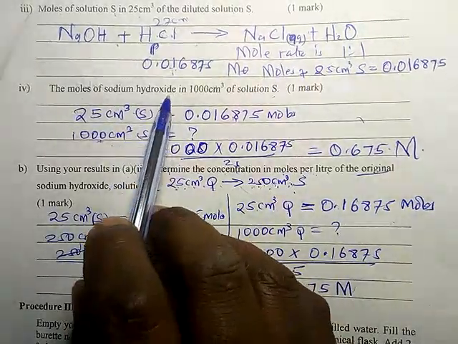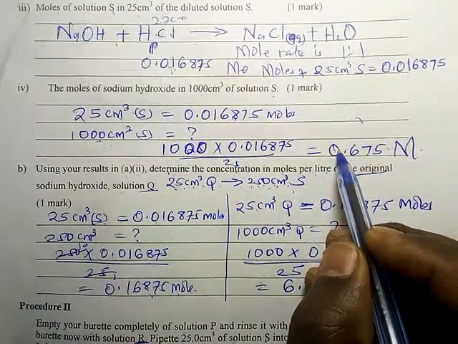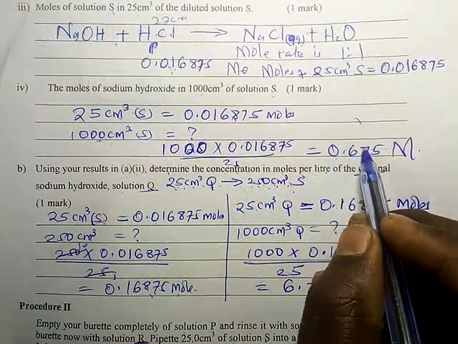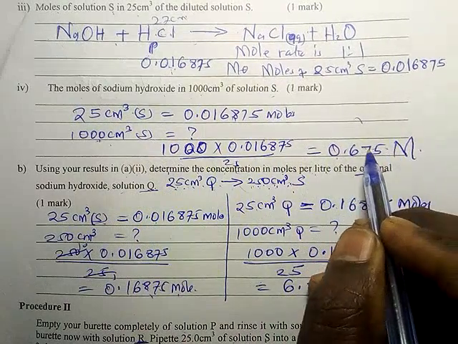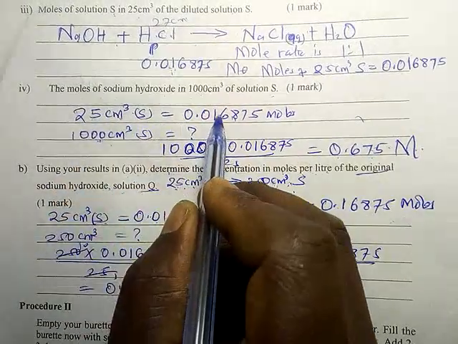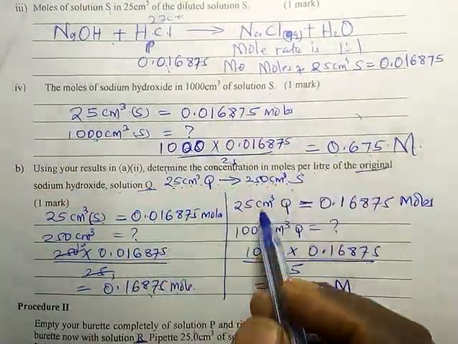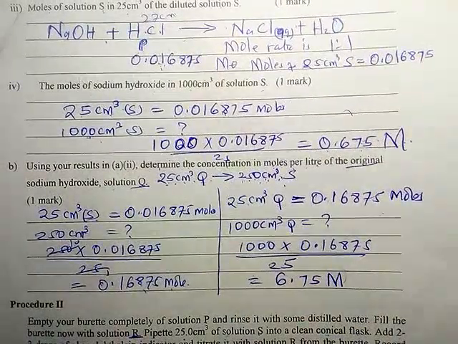So from here we know that the concentration of S in 1,000 is this. So we will say 0.675 is in 1,000 centimeters cube. What about 25? So it will give us 0.016875. So we already have that answer.